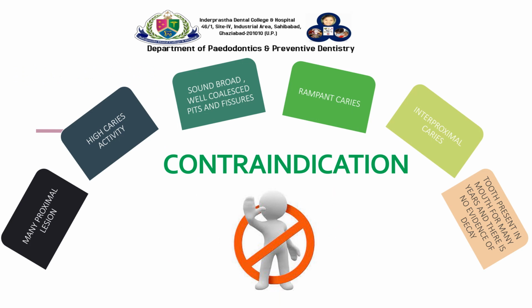What are the contraindications for pit and fissure sealants? That is, it cannot be done in cases which have many proximal lesions, where general caries activity is very high. It is also not indicated in sound, broad, well coalesced pit and fissures, teeth without caries for 4 years or longer, rampant caries or most of the tooth decay, interproximal lesions, an occlusal surface that is already carious, or a tooth present in the mouth for many years with no evidence of decay. In these cases, we need to avoid pit and fissure sealing.